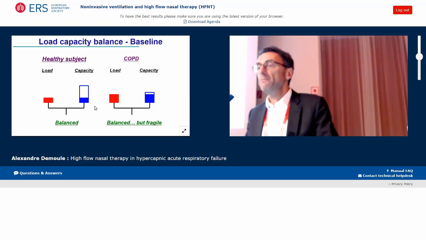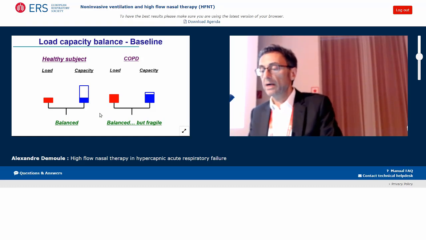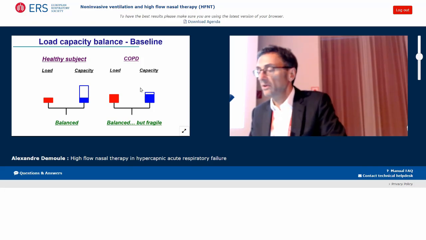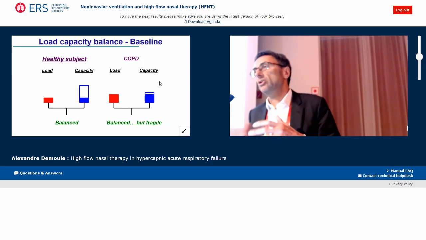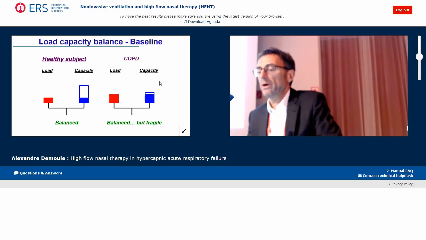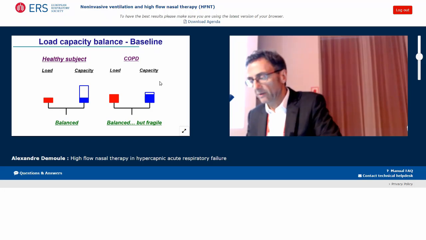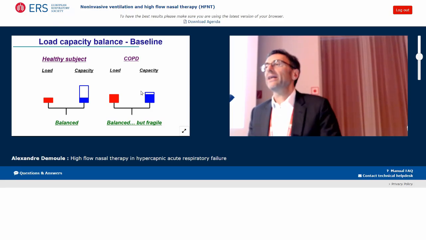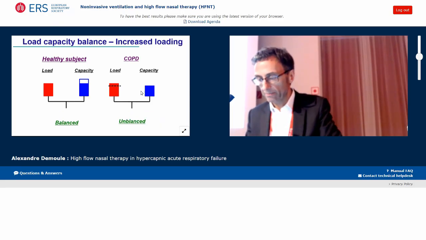The problem of the COPD patient is that at baseline, the load is higher because of higher resistance and higher elastance due to intrinsic PEEP, and the whole capacity of the respiratory muscles is lower due to changes in the diaphragm geometric configuration, let's say. So the patient needs more respiratory muscles, and he has a lower reserve. So it's balanced, but more fragile.